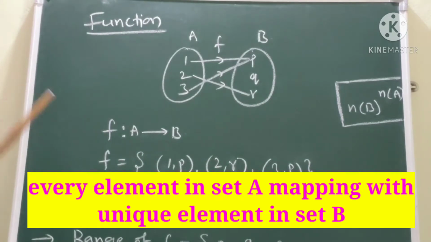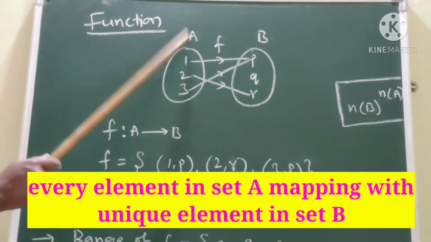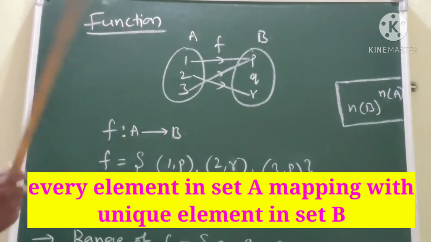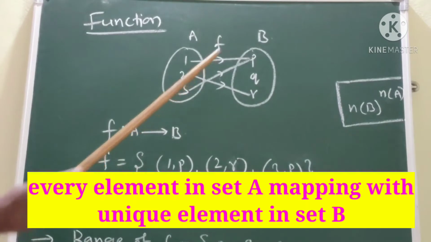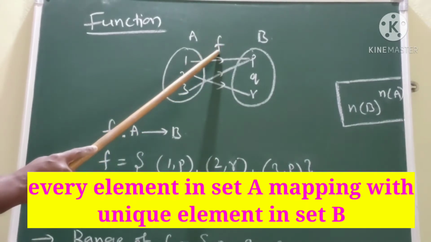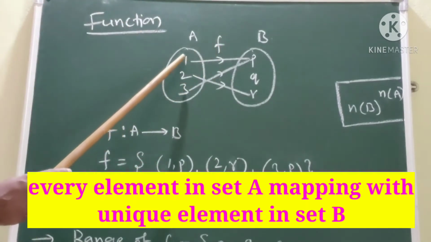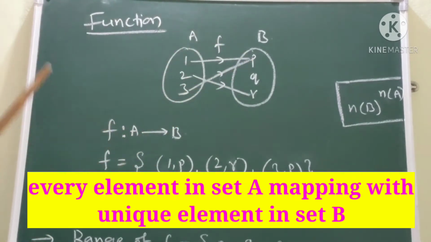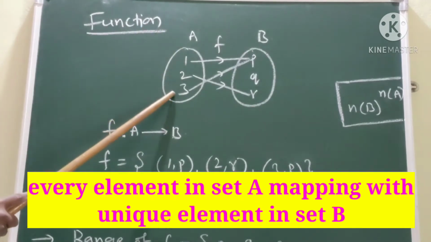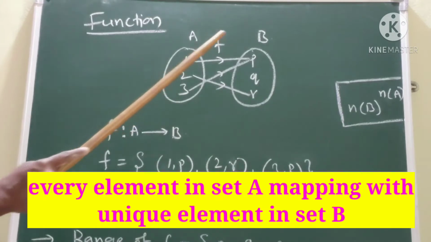function. That means, in the given example, set A contains 1, 2, 3. Set B contains P, Q, R. Here F is the symbol of the relation. The ordered pairs are 1 to P, 2 to R, 3 to P. Here, from the definition, every element in A is mapped with a unique element in B.